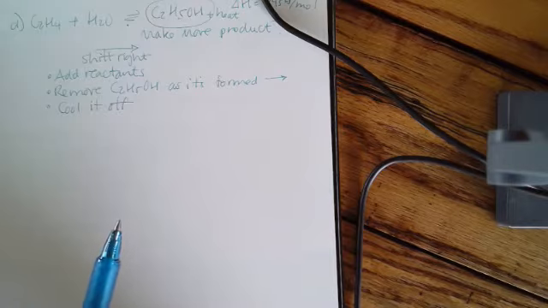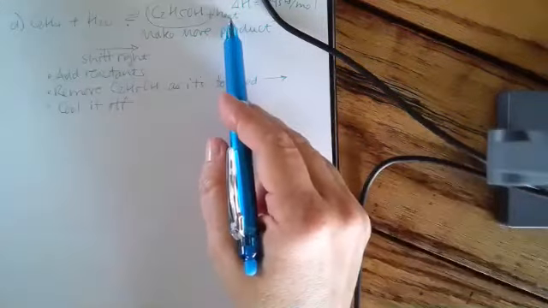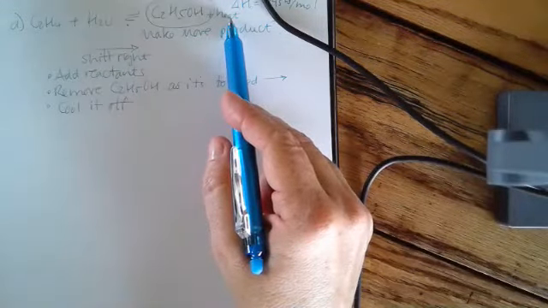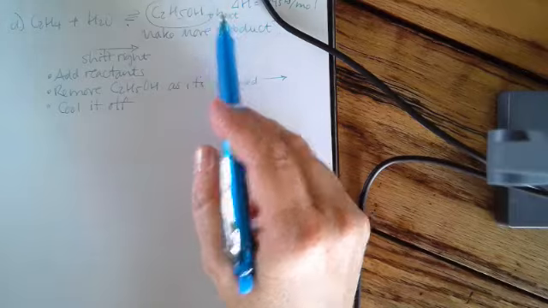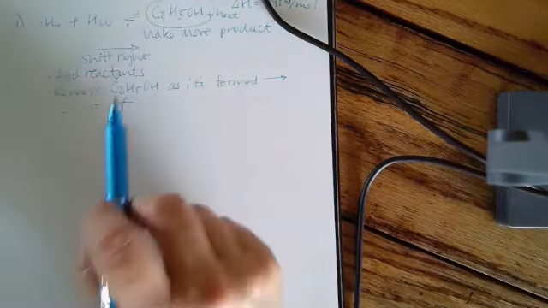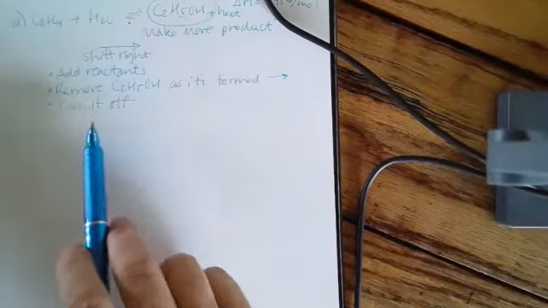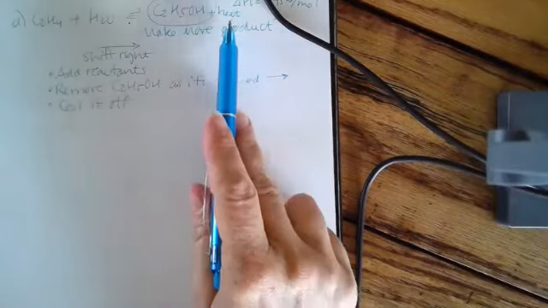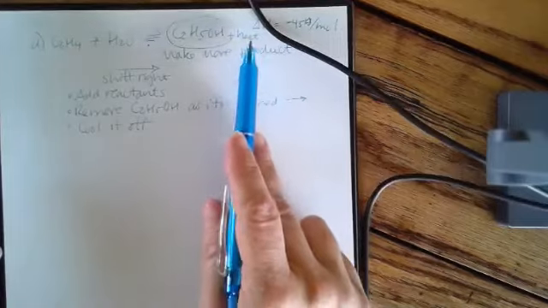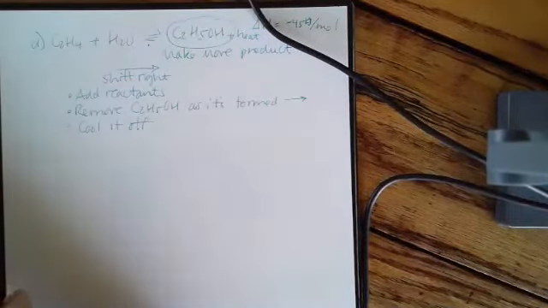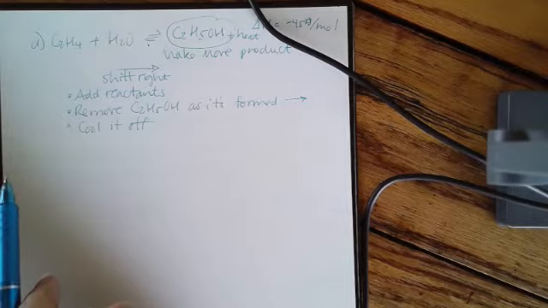Why does it make more products if it's colder? Exothermic does, because heat is a product, so you're removing a product. It's the exact same thing as removing your ethanol as it's formed. It has the same effect. For endothermic, this would be flipped, right? Your heat would be a reactant. And so for an endothermic reaction, you could make more product by heating it up.